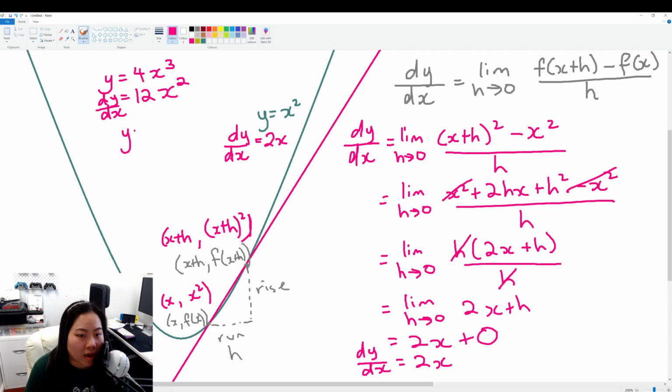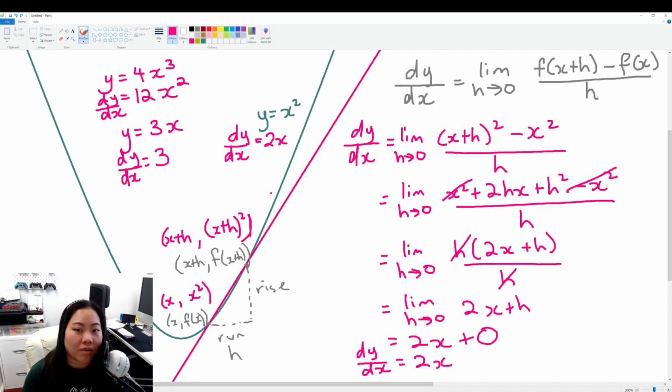And then if you have y is equal to, say, 3x, the derivative would be, bring down the power. Currently there's a power of 1, so it'll still stay as 3. And then minus the power by 1, so it becomes 0. x to the power of 0 is 1, so 3 times 1 is 3. And that is the basics of differential calculus.